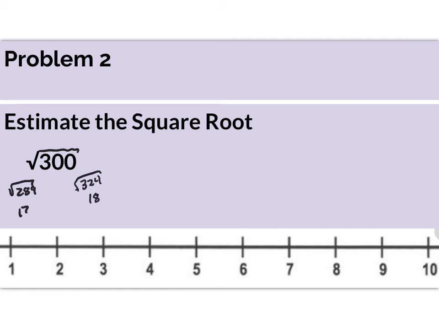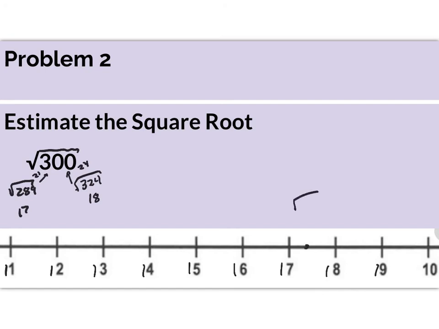Okay, so 324 minus 300 is 24. 300 minus 289 is what? 21. So the square root of 300 is actually closer to the square root of 289. And so what I'm going to do is take our number line, and I'm going to put ones in front of every number, because we can use this number line. And so if 300 is closer to 289, then it's less than 17.5. And so we're just going to call it 17.4.